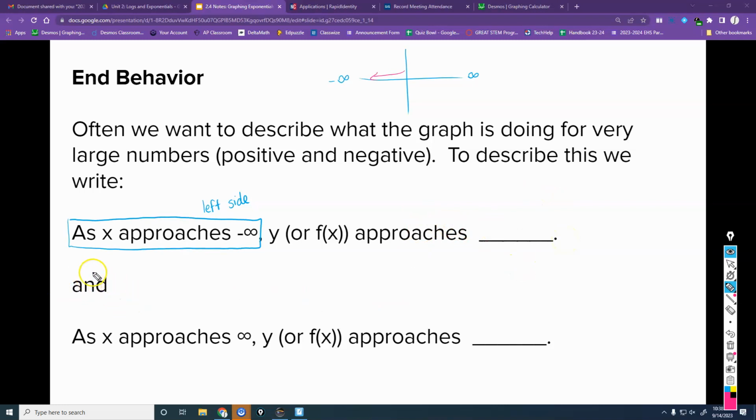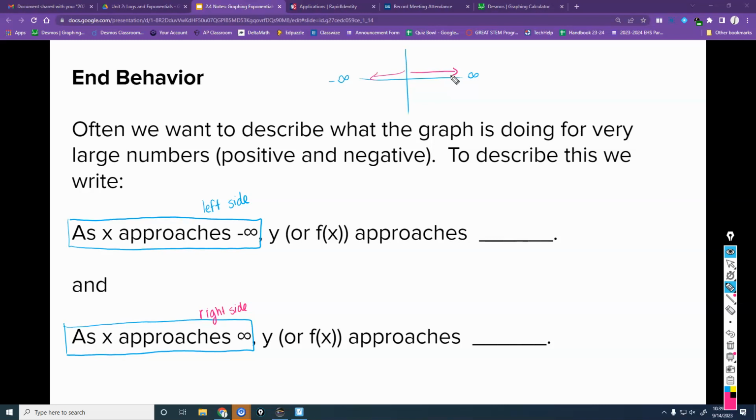And then you also want to describe what happens on the other side of the graph. So as x approaches positive infinity, that means we're looking at the right side. Let me change the colors there. We're looking at what happens out here towards positive infinity.